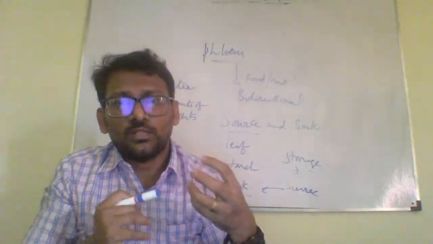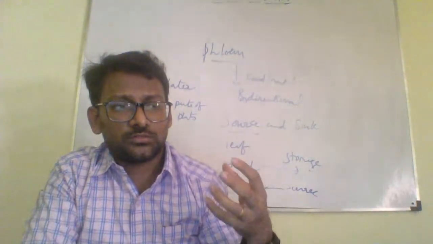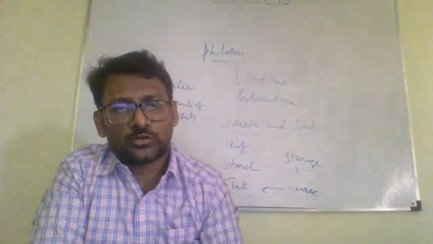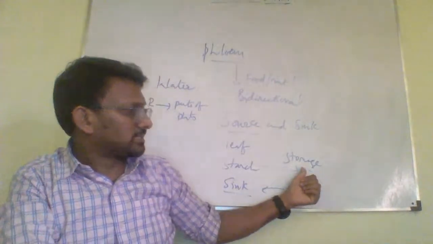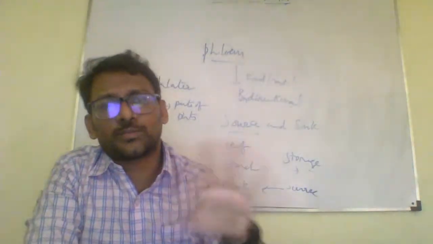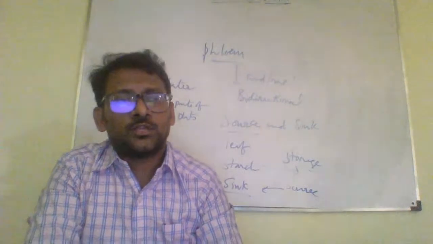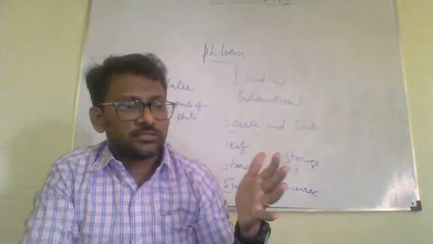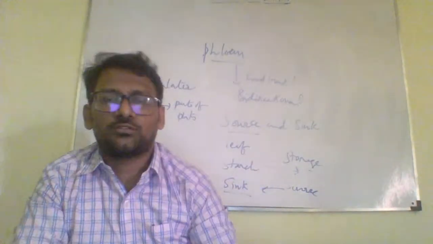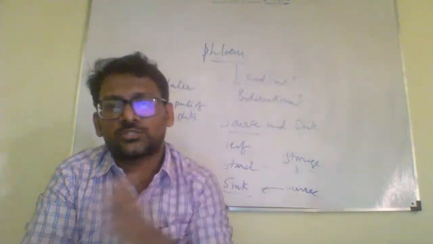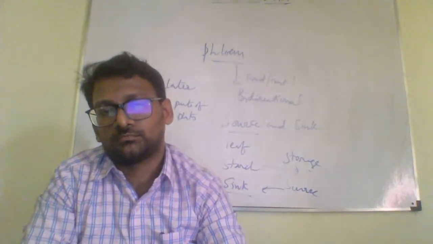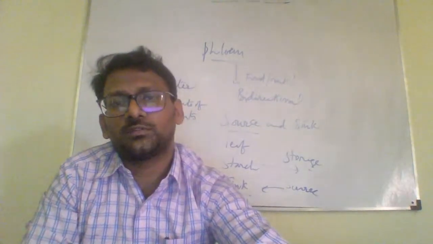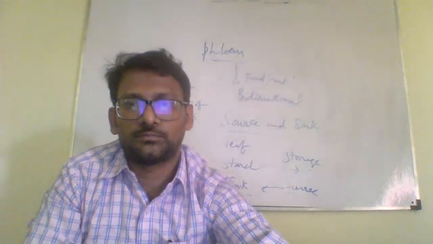Once the sucrose within this phloem is unloaded into the sink, nothing but the storage spots, now the pressure difference would be created. When the pressure difference is created, the water tends to escape from the phloem. In this way this movement will be taking place. The phloem would be unloaded.